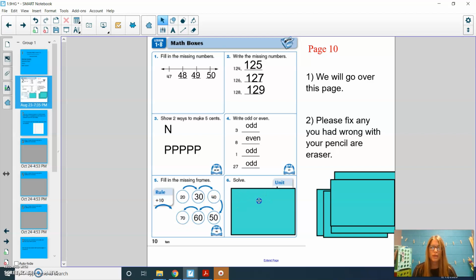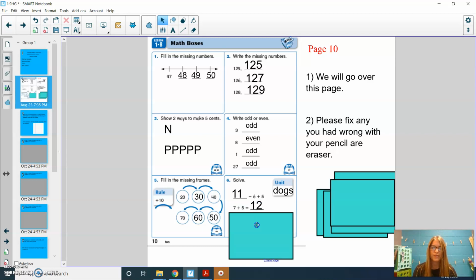For the last problem, number 6, you needed to solve each of these problems. For the unit, you could have picked whatever you wanted. I chose to use dogs for my unit. So if I have 6 plus 5, I know my total would be 11. So 11 equals 6 plus 5.